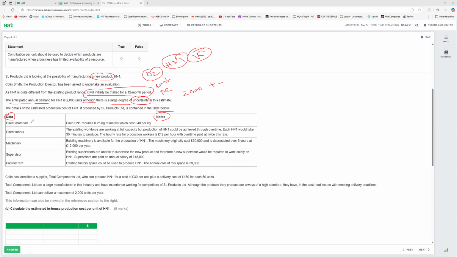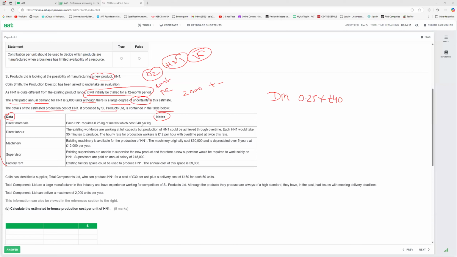Direct material, yes, this is relevant. So let's see how much is the DM. Direct material, they said 0.25 kilo and per kilo is 40 pounds per unit. So looking at how much will be the cost to make 1 unit. Estimated production cost of HN1 if produced by SL Product Limited. If you see the word "if produced", that means they have an intention to outsource as well. So if they make it by themselves, that will be the cost here. But it is possible they can buy from outside.